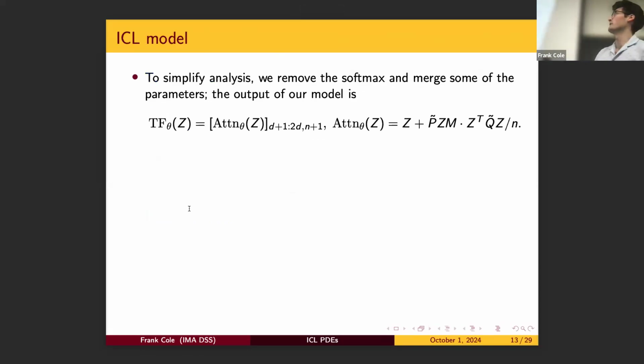So that's what I mean. We take a single attention layer, we extract the last D rows of the last column, and to simplify, we omit the softmax nonlinearity and merge some of the parameter matrices. This architecture is sometimes called a linear attention layer, which is a little bit misleading, because it's not linear as a function of the prompt, and it's also not linear as a function of the parameters. It's really just to say that you're dropping the nonlinear activation.